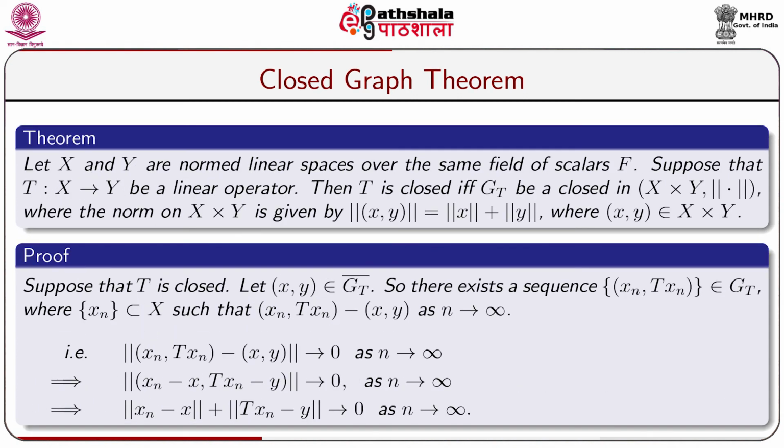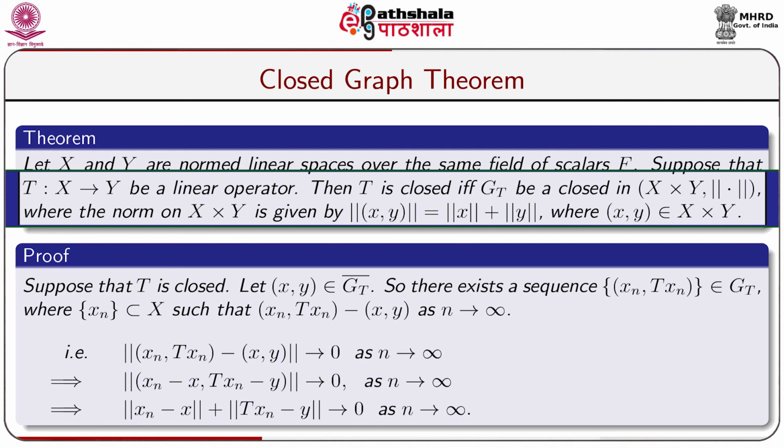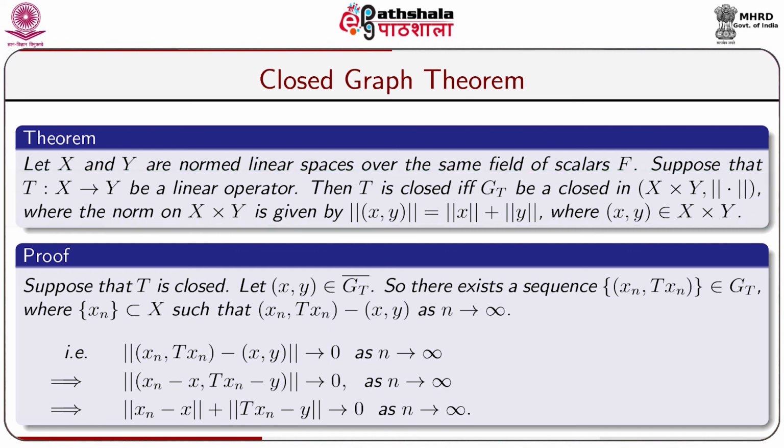Now, we get a theorem. Let capital X and capital Y be normed linear spaces over the same field of scalars capital F. Suppose that T: X to Y is a linear operator, then T is closed if and only if graph of the operator T is a closed set in X cross Y with respect to the given norm in X cross Y, where the norm in X cross Y is given by norm of the pair (x, y) is equal to norm x plus norm of y, where (x, y) belongs to X cross Y. The proof runs as follows. Suppose that T is closed.